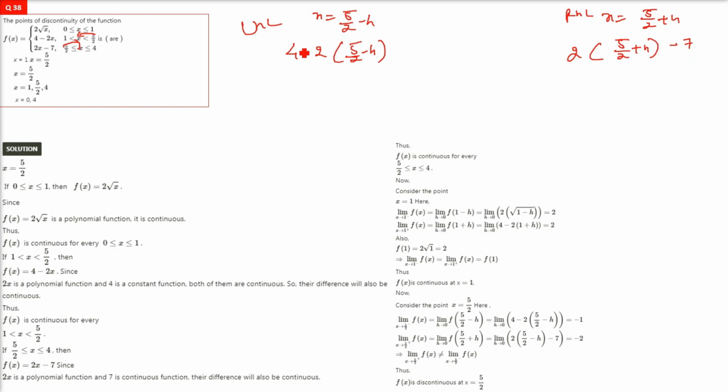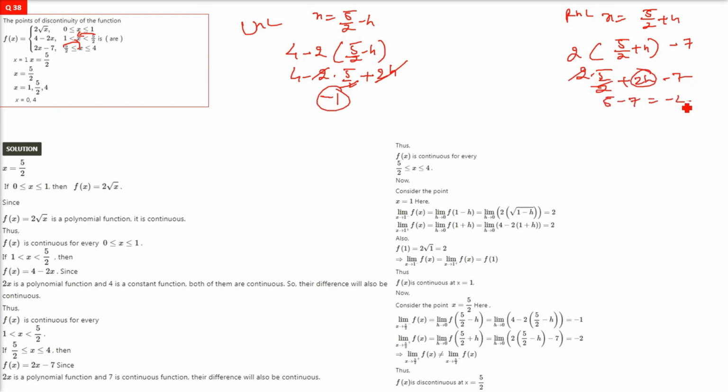So what do you get here? 4 minus 2 into 5 by 2, minus minus is plus, so plus 2h you will get. So this is going to be 0, 2 gets cancelled, 4 minus 5 is negative 1. Now multiply this, 2 into 5 by 2 plus 2h minus 7, so this goes 0, 2 gets cancelled, 5 minus 7 is negative 2.